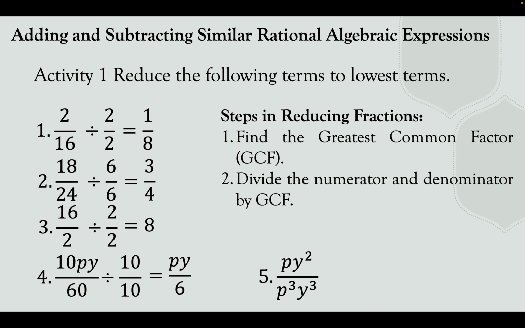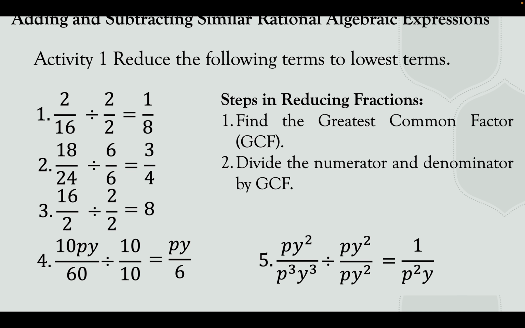And the last one, we have py squared over p cubed y cubed. The GCMF for this one is py squared. So that means divide both numerator and denominator by py squared. So py squared divided by py squared is 1, and p cubed y cubed divided by py squared is p squared y. That is the lowest term for the given term.